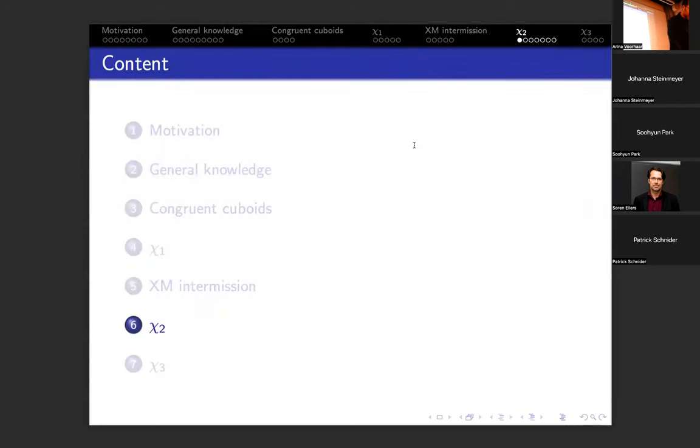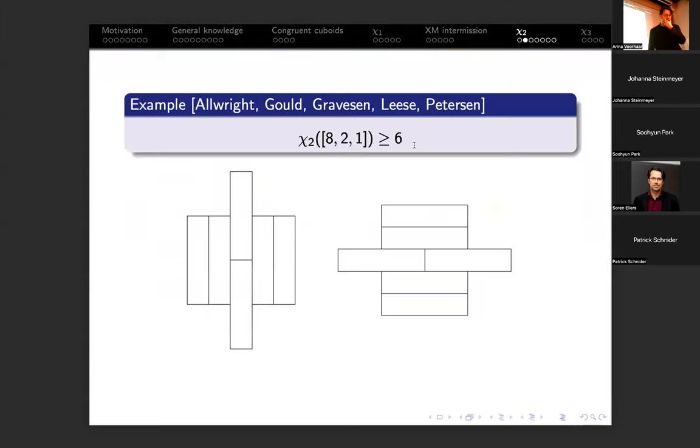Okay, so now the chi2 is where I'm allowing to turn in the xy dimension. And actually, in the very first paper on this, which is from this study group with industry, I found this example. So this is an 8x2 example. It's very easy. So just 2 layers, so only 12 bricks. It's pretty easy to see that you cannot color this with 5.